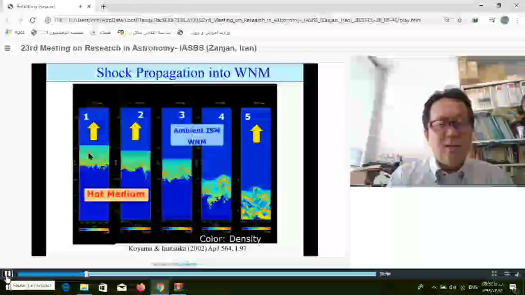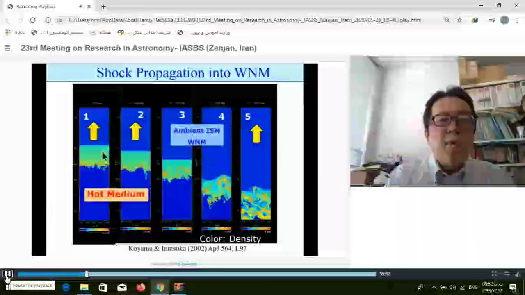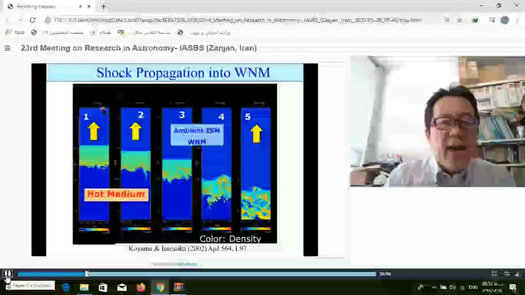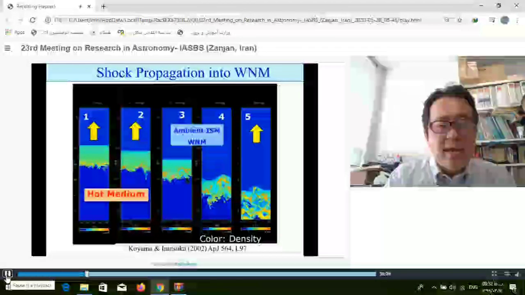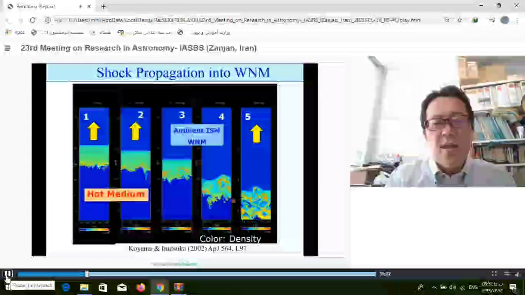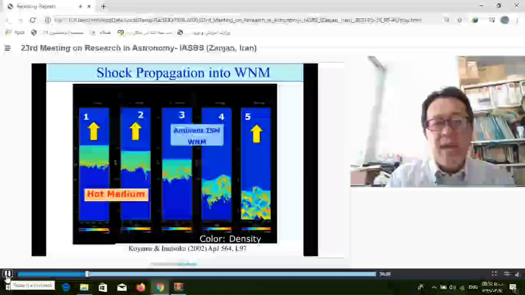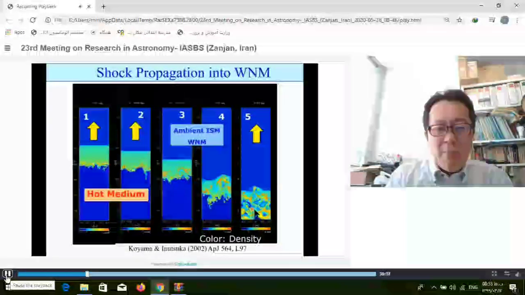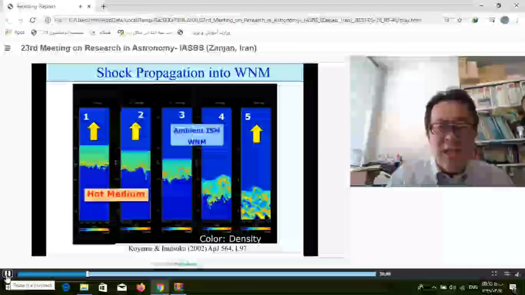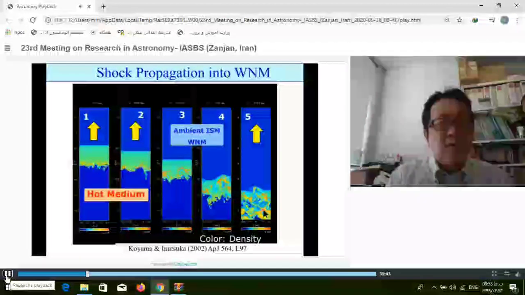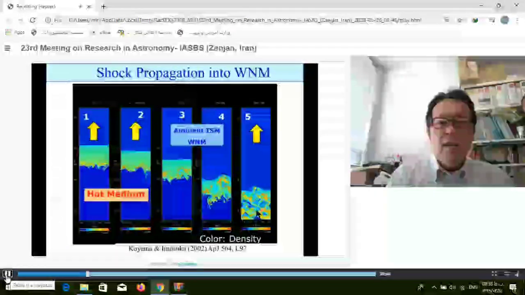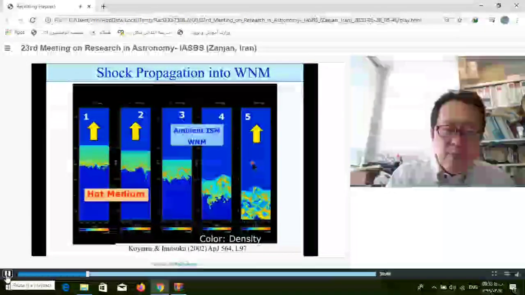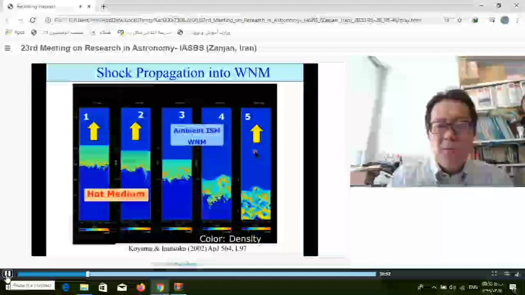The movie shows that shock waves are propagating upward. The shock wave is moving upward, and this region corresponds to the post-shock layer. The post-shock layer becomes thermally unstable and turbulent. And this turbulent motion does not decay as long as the shock wave propagates into the warm neutral medium. Now this is a typical result. The red region corresponds to the high density, low temperature region. The blue part corresponds to the low density warm neutral medium.